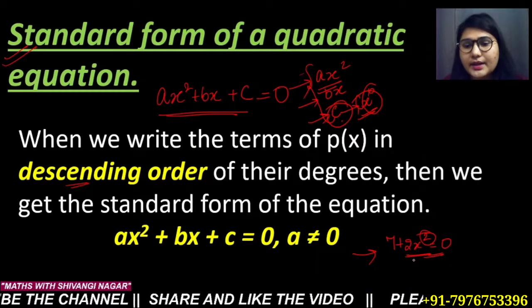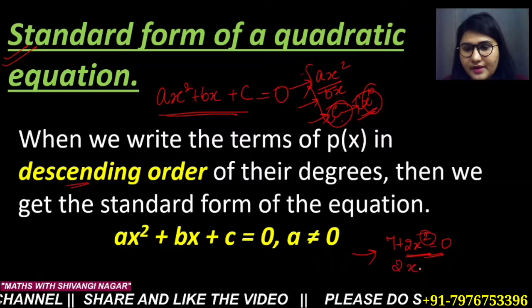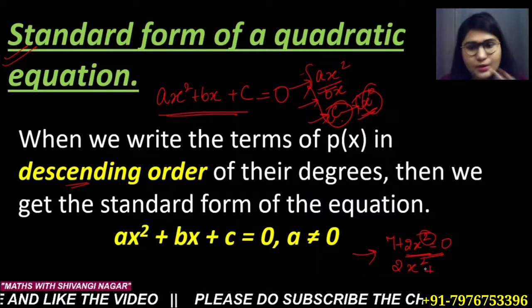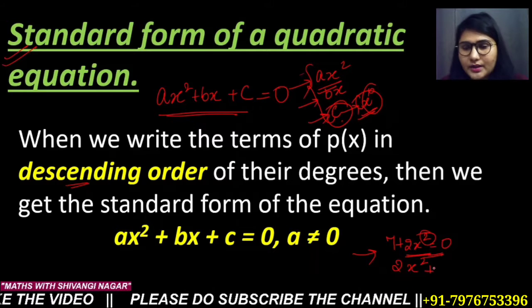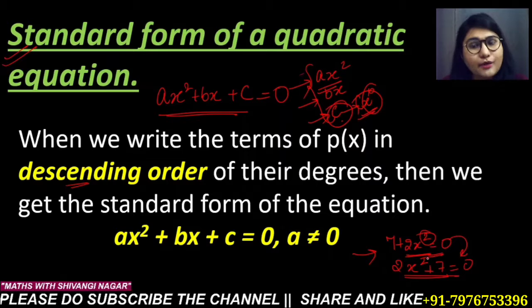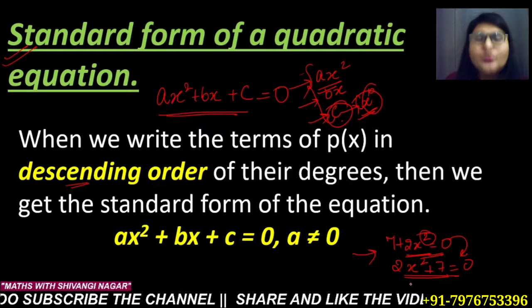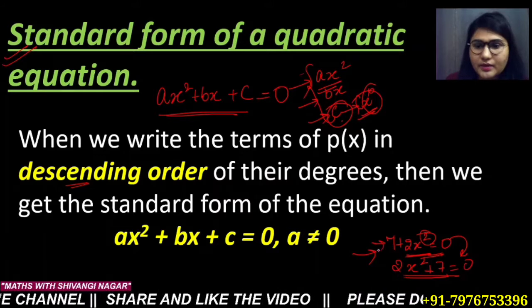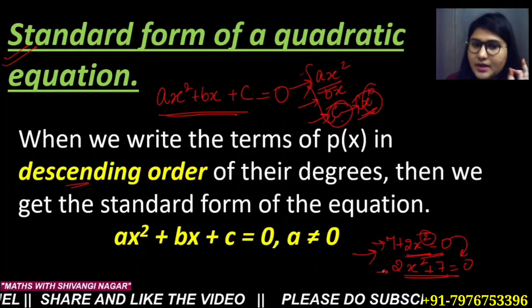The highest degree term is 2x square, so first we will write 2x square. Since the power 1 degree term is missing here, don't worry, directly write the constant term. Now when you have written the same equation in this form, it is converted into standard form. Both are quadratic equations, but the first one is not in standard form, the second one is.